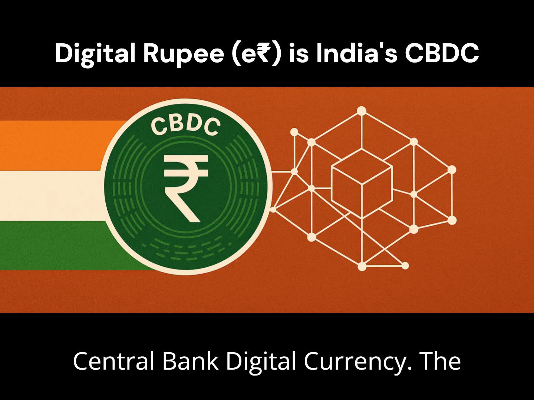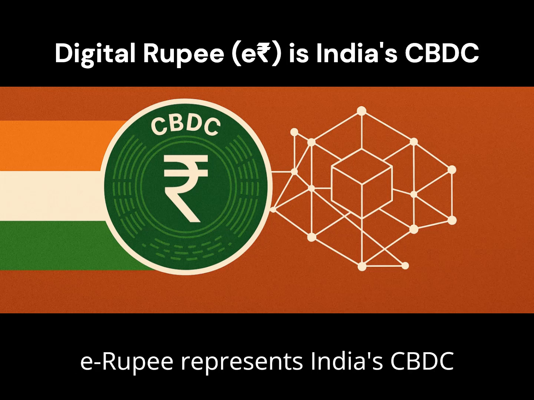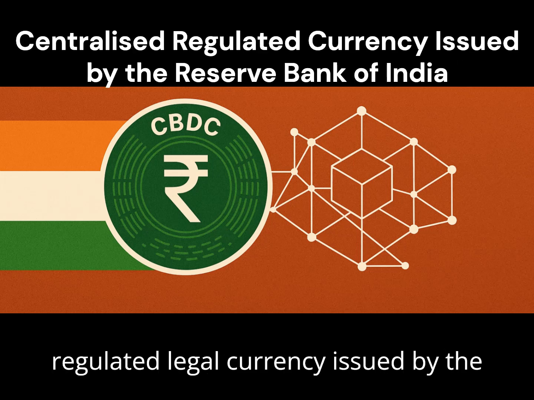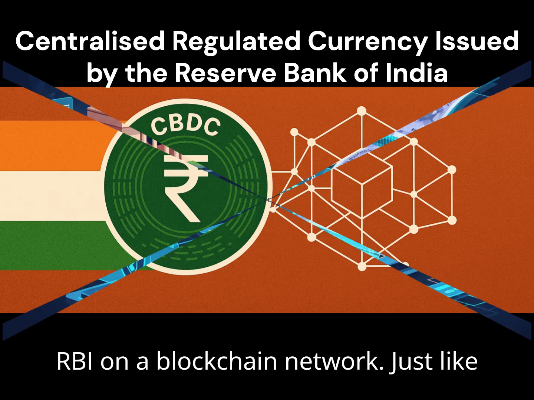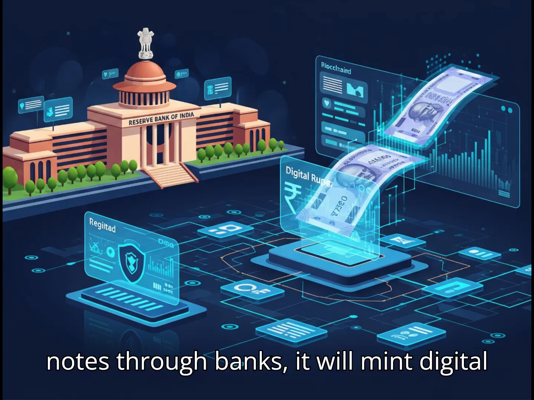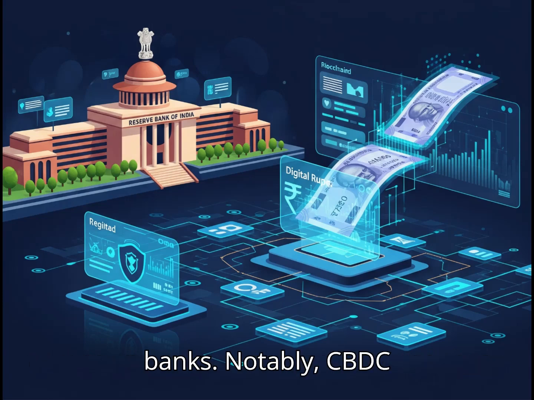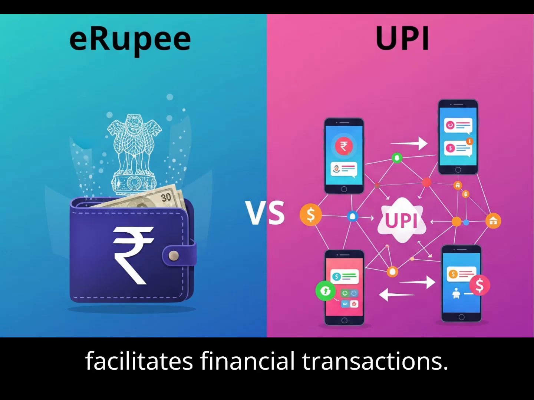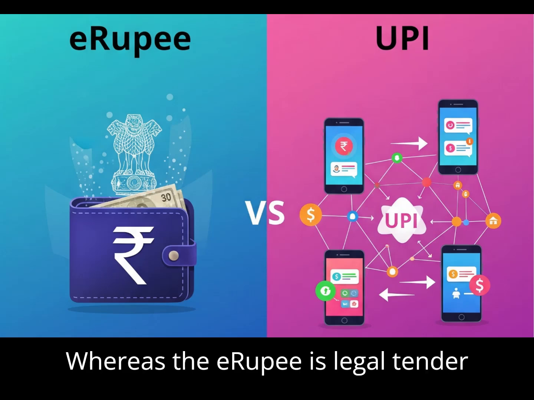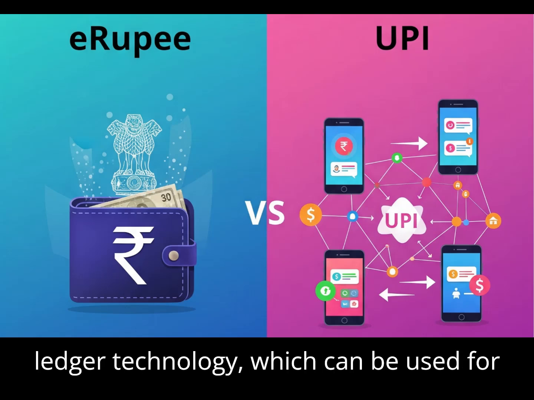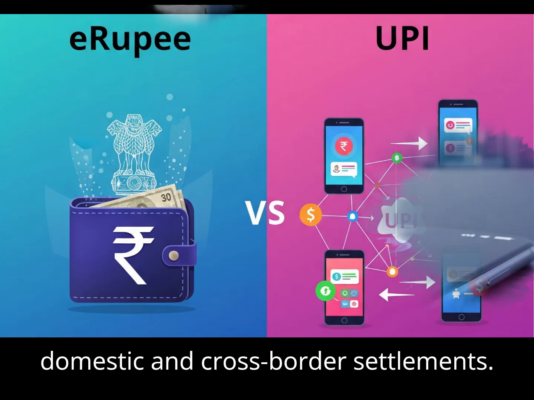CBDC stands for Central Bank Digital Currency. The e-Rupee represents India's CBDC initiative, signifying a centralized, regulated legal currency issued by the RBI on a blockchain network. Just like the RBI prints and circulates currency notes through banks, it will mint digital tokens and distribute them through these banks. Notably, CBDC differs from UPI. UPI is primarily a payment interface which facilitates financial transactions, whereas the e-Rupee is legal tender operating on blockchain-based digital ledger technology, which can be used for domestic and cross-border settlements.